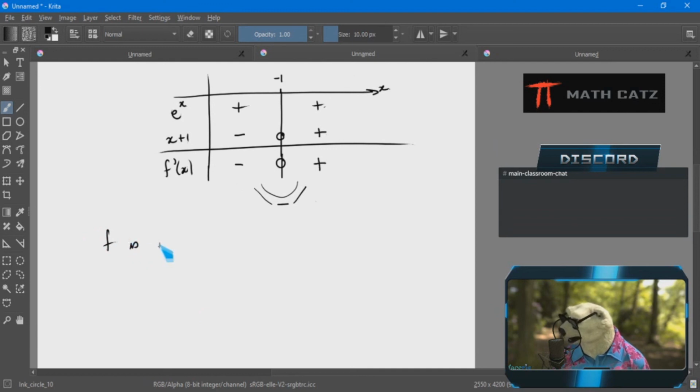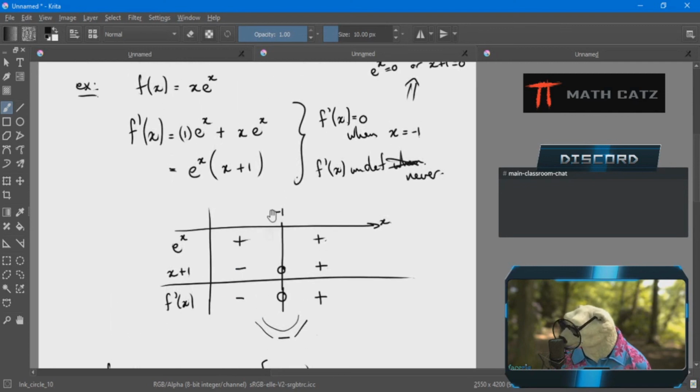F is increasing on -1 to infinity. Do I include -1? Yes, I do. Because I have a y value, plug it in. I can get a y value. Now, I don't really care right now what the y value is. The important thing is that I get it. So y value exists. This function is defined for all x, because why not? E to the x is defined everywhere. No division by anything. There's no problem at all.